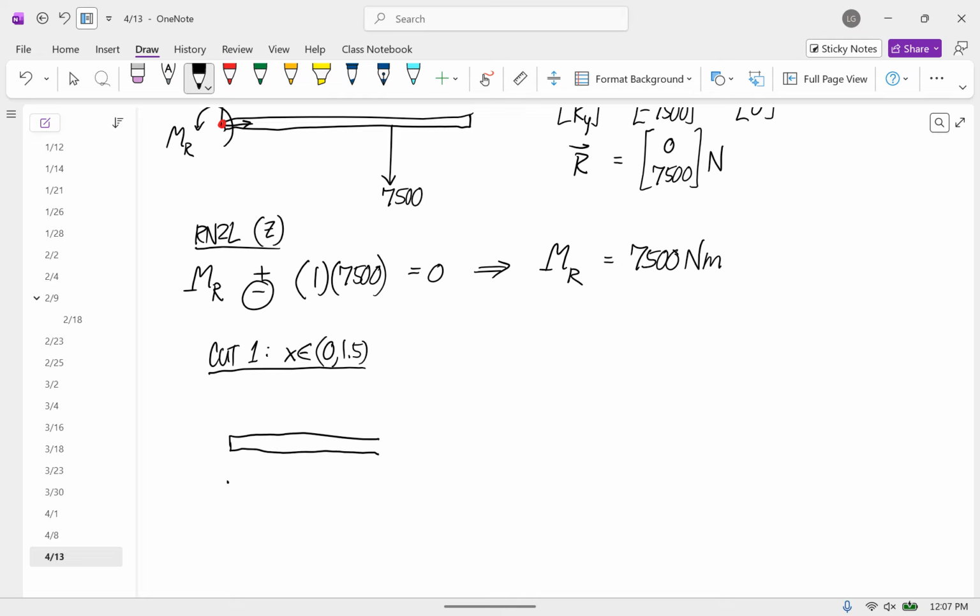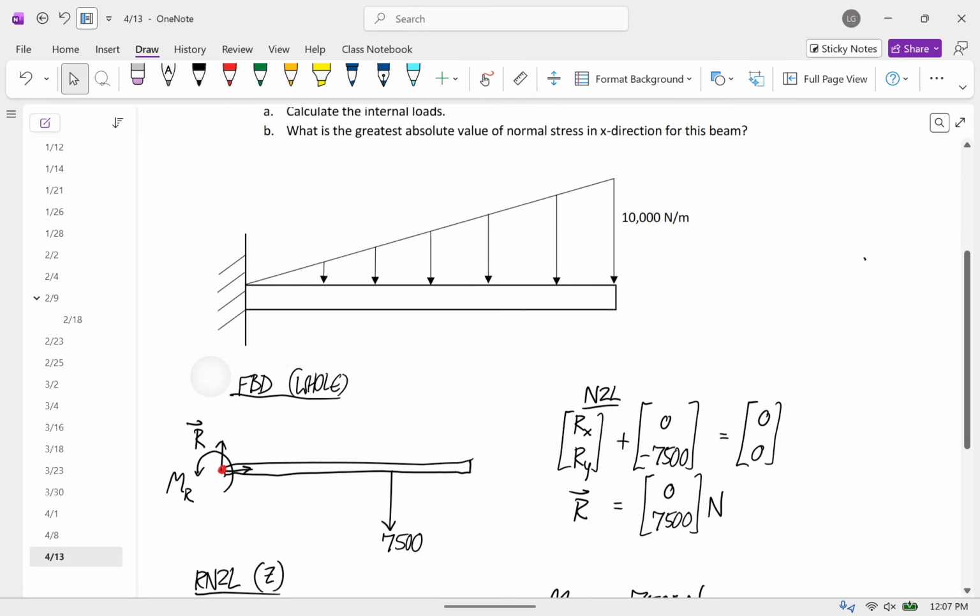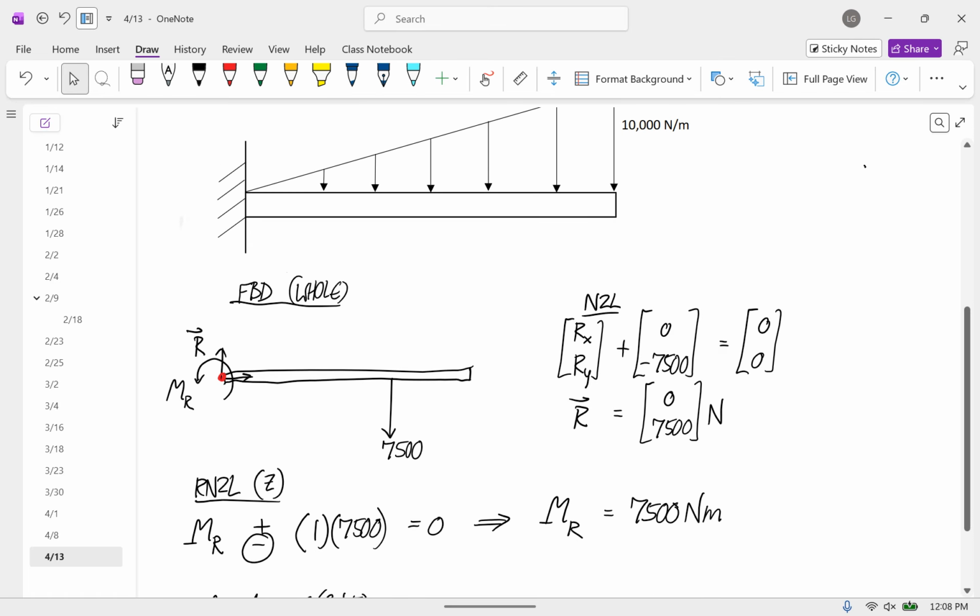Yeah, question? On the weight, you say it was 1.5 times 10,000 over 2, right? Why on the rotational second law do we multiply just by 1? Shouldn't it be 1.5 also? Okay, yes.